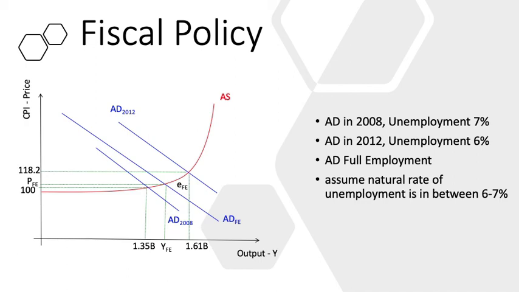So that should be roughly what your aggregate demand and aggregate supply graph looks like. And so that's why I've added the CPI levels, and I've also added the real GDP output levels.